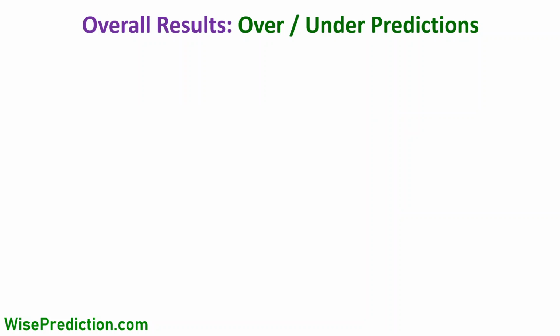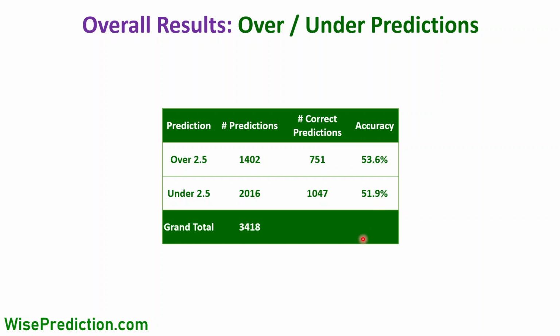So let's have a look at our prediction results, and we will start with the overall results. Here in the first column, we see the type of prediction, over 2.5 and under 2.5. The total number of predictions we've had, as mentioned, is 3,418 soccer matches so far. And out of these 3,418 matches, in 1,402 of them, the prediction was that the total number of goals was expected to be more than 2.5.